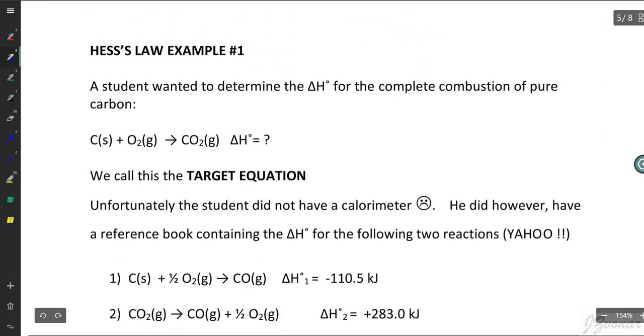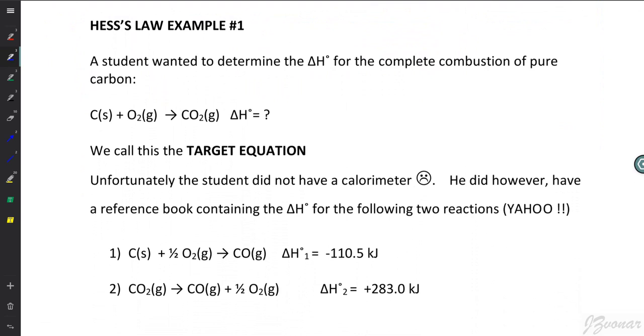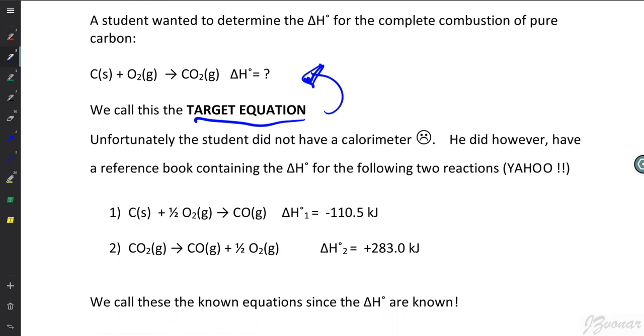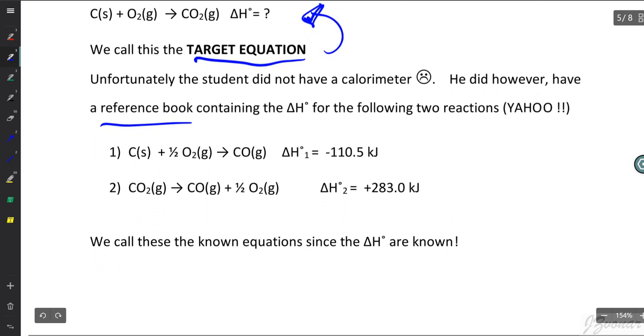All right, so let's take a look at this next example, example number 1. We want to find the delta H value for the complete combustion of pure carbon. All right, so we are going to call this our target equation. Carbon plus oxygen produces carbon dioxide. So unfortunately, the student didn't have a calorimeter to perform the experiments. However, he did have a reference book containing the delta H values for the following two equations. So these now are my given equations.